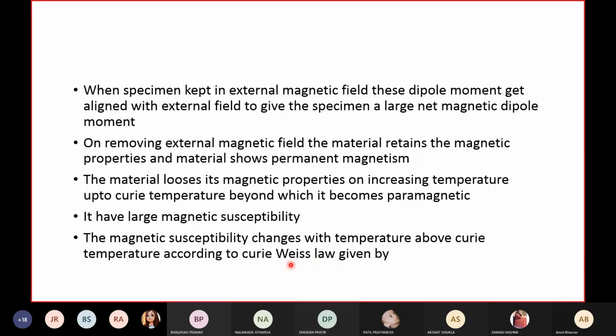This may be one of the MCQ type questions. The magnetic susceptibility changes with temperature above the Curie temperature. When does it change? Above the Curie temperature. So this is the correct answer, the Curie-Weiss law. What is the Curie-Weiss law? You must remember this point.